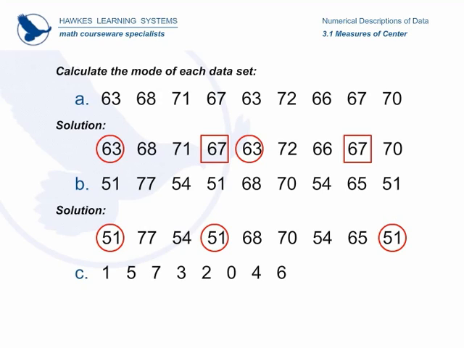Let's take a look at one more example. We have a data set of values 1, 5, 7, 3, 2, 0, 4, and 6. And we see that none of the data set values occurs more than 1 time. So there is no frequently occurring data value. In other words, there is no mode.